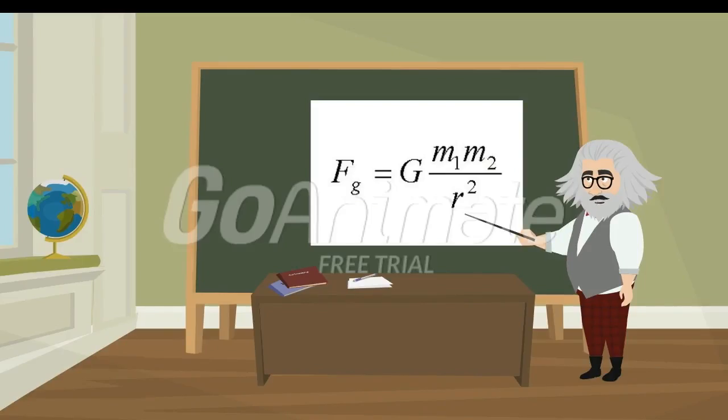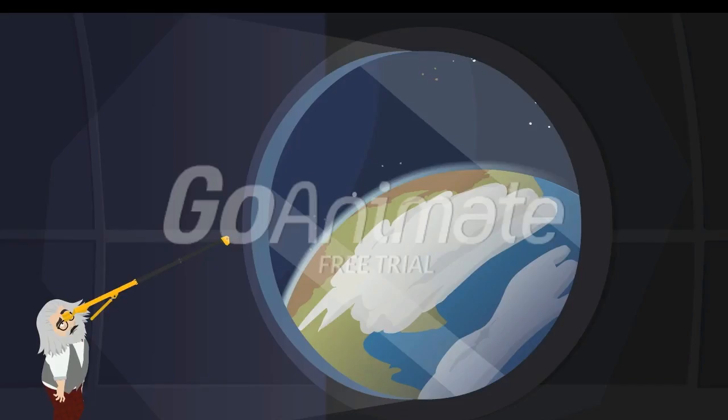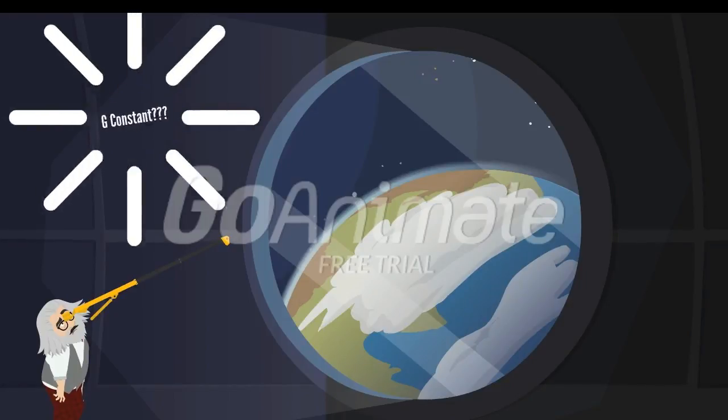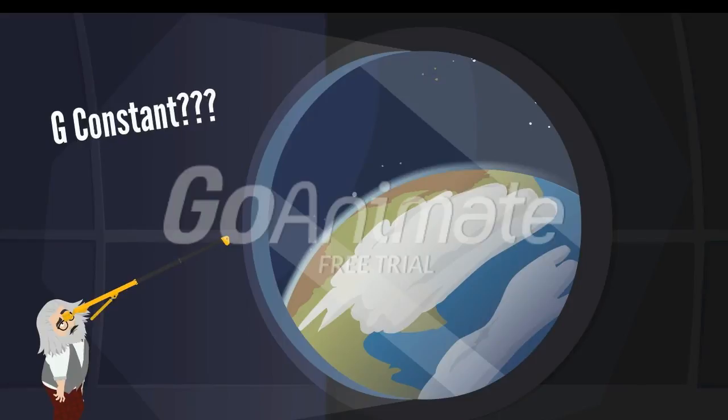Newton established the relationship that gravitational force is linearly proportional to the product of the two masses and inversely related to the square of distance r. He came to the conclusion of this relationship by observing the trajectory of planets in the universe. However, he did not find the value of the gravitational constant G in this equation.